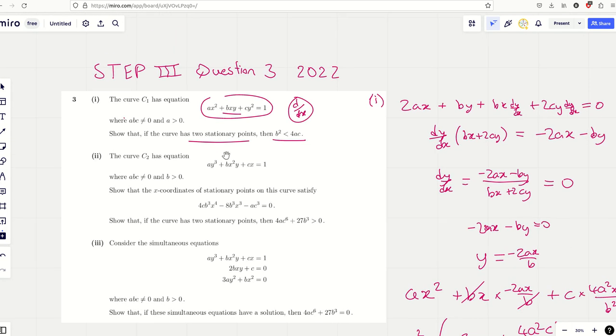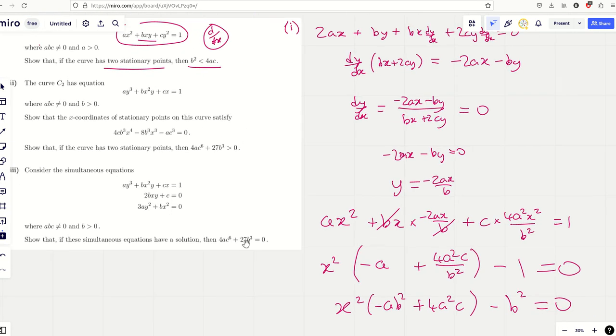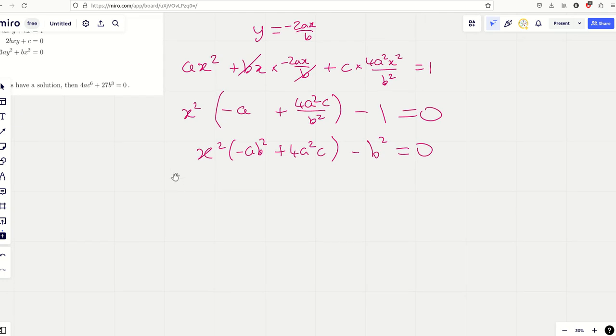It didn't ask us for that, just to show a condition was true when those points are stationary. So this seems like an ideal place to use a discriminant. If it's got two solutions, then, you know, if I can write in inverted commas and not get confused with the totally different meaning of a, b, and c in this question, but b squared minus 4ac in a typical quadratic, it should be greater than 0.